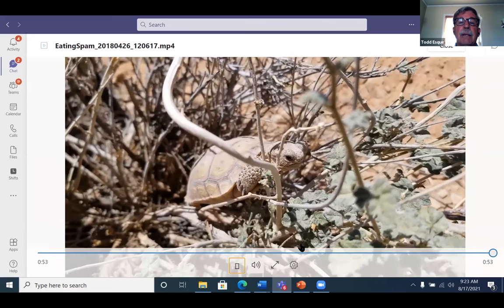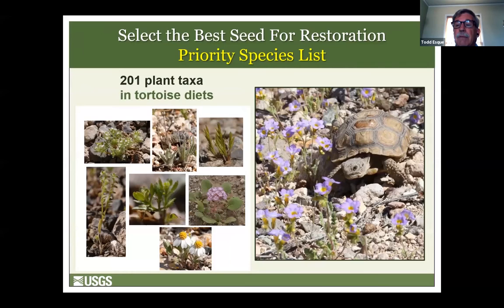So, next slide. In the end, with counting bites across the desert and fecal analysis, we ended up with 201 plant taxa in the diets of desert tortoises that were found to be important at some level for them to sustain themselves. So that was the basis that we started with.